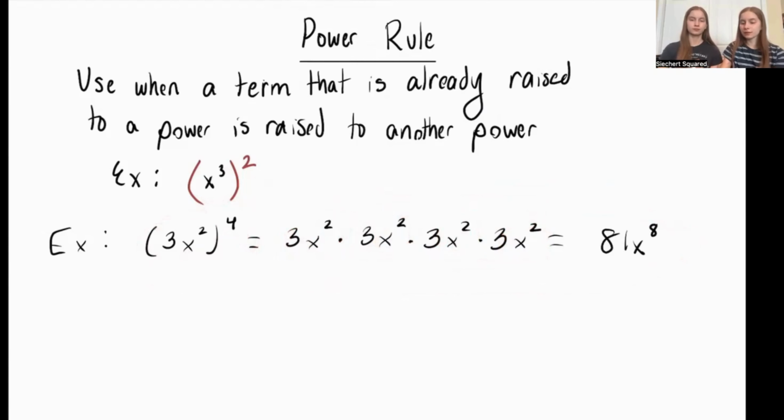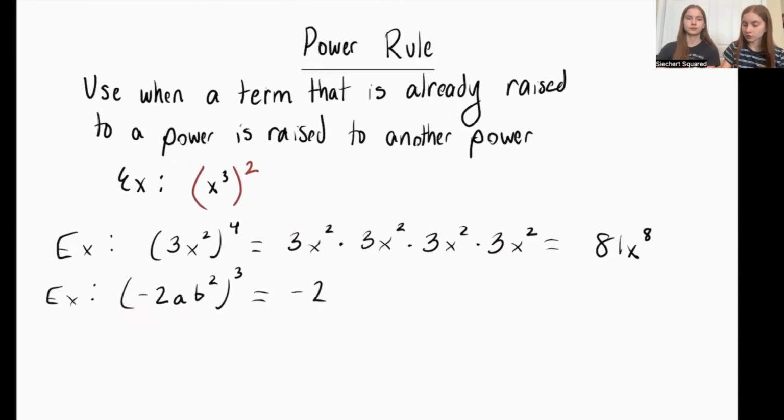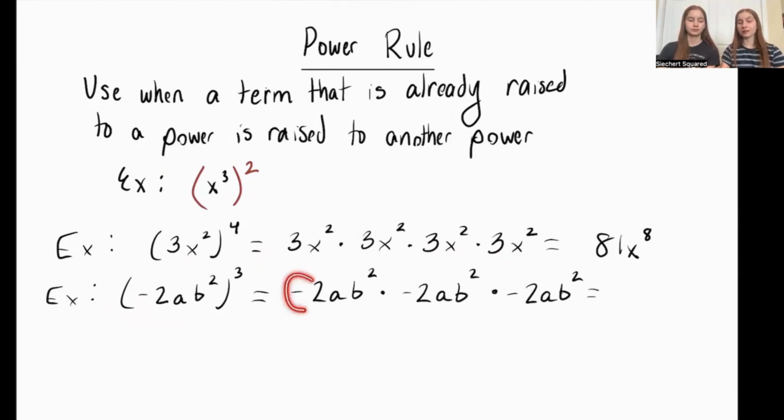And a different example that's a little bit harder, we have maybe negative 2ab squared, also to the 3rd power. Still not using the power rule yet. We can use the fact that the exponent of 3 means that we have this term 3 times and those are all being multiplied together. So we can rewrite all that out. We have negative 2ab squared times another negative 2ab squared times another negative 2ab squared. This one is definitely going to be a little bit messier because of the negatives.